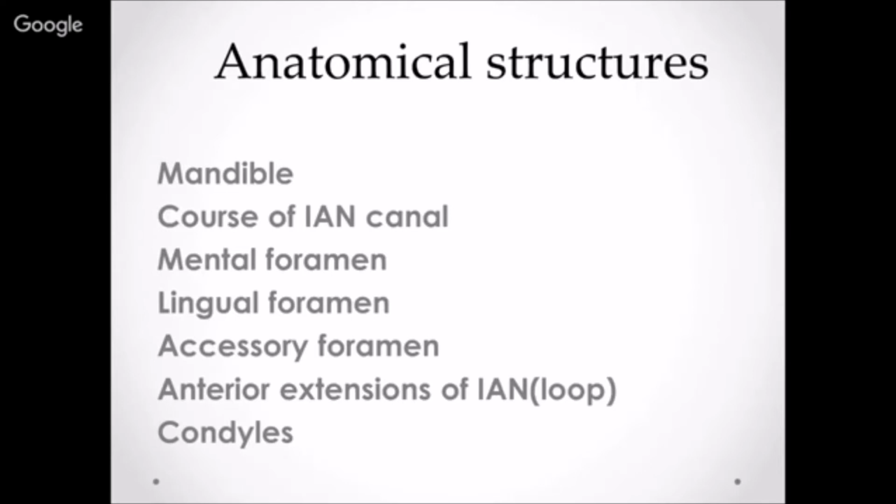Extensions can happen in the inferior alveolar nerve canal. Now, by extensions, I mean it could be either a straight extension or it could be a loop. Now, the words anterior loop and extension are concurrently used. So the idea being that there might be an extended portion to the inferior alveolar nerve canal.